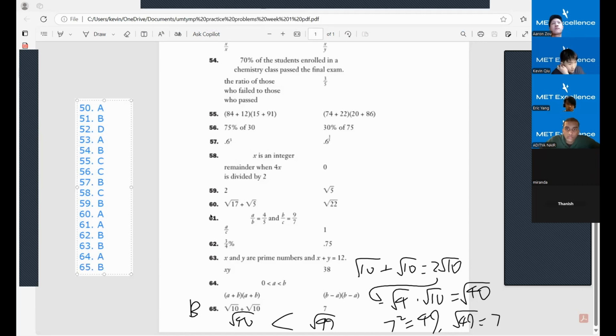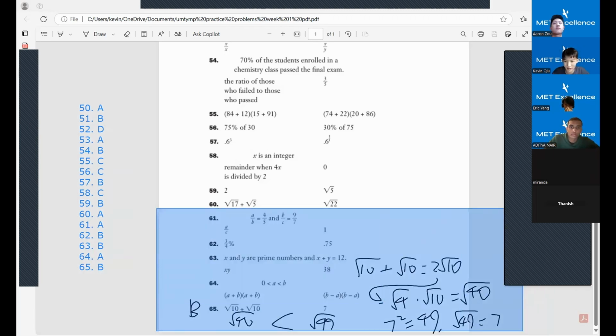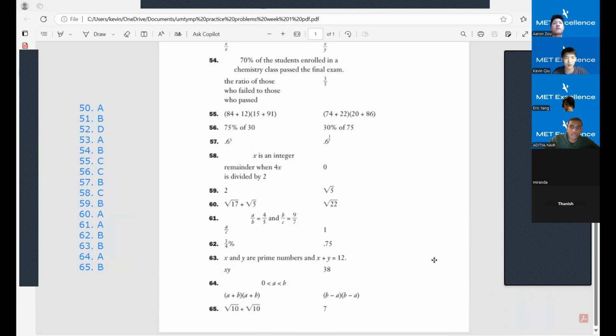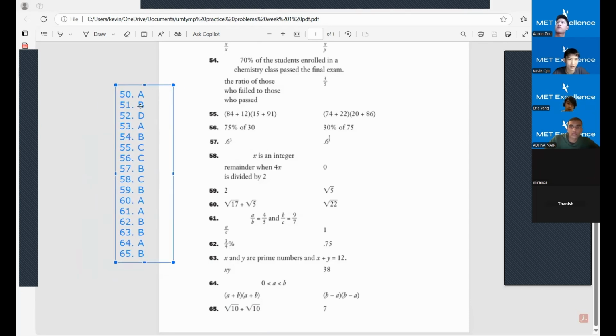And that is it for this week's example problems. You guys will be taking the practice exam soon. Feel free to take a screenshot of this answer key. We will post these problems later so that you can review.